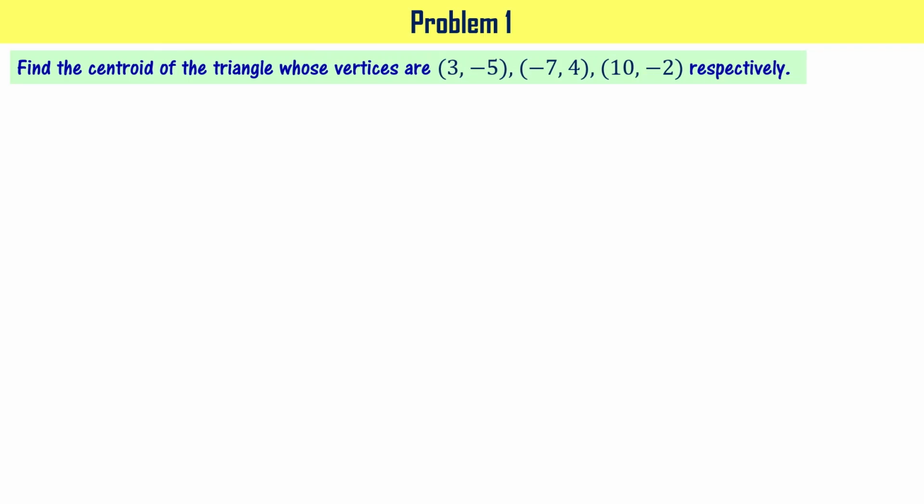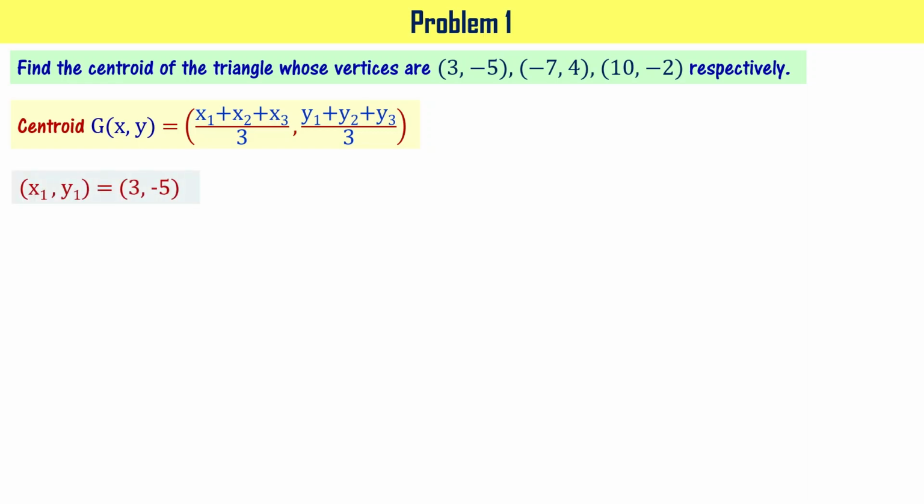Find the centroid of the triangle whose vertices are (3, -5), (-7, 4) and (10, -2) respectively. We know the centroid formula: (x, y) equals ((x1 + x2 + x3)/3, (y1 + y2 + y3)/3), right? (x1, y1) is (3, -5), (x2, y2) equals (-7, 4), (x3, y3) equals (10, -2).